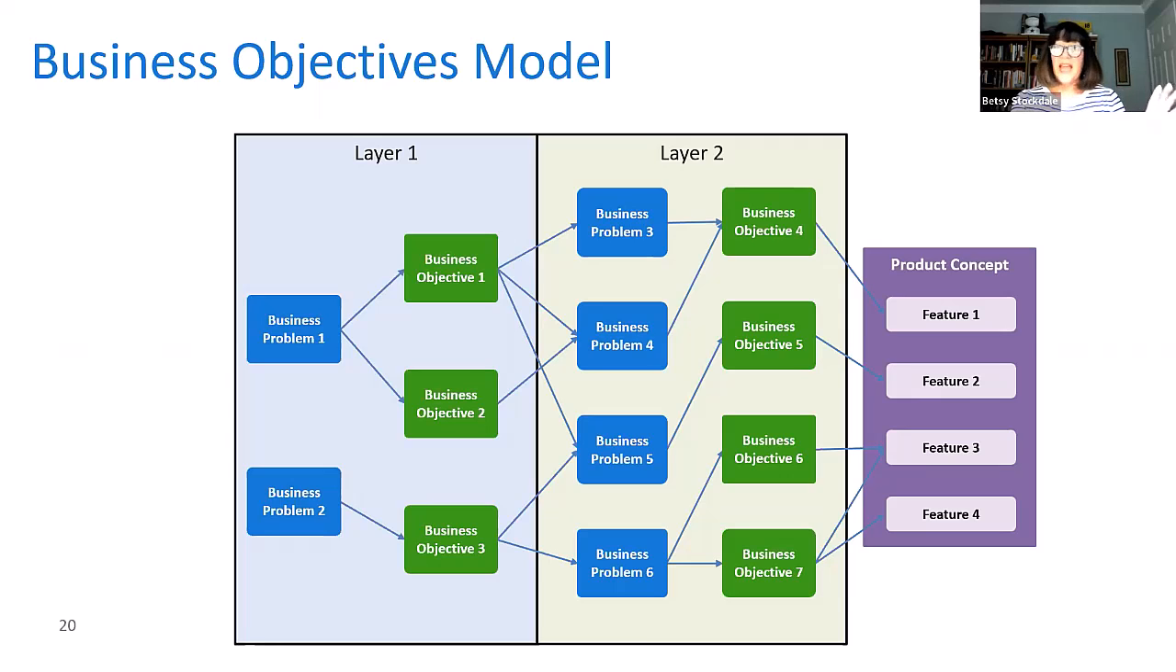And the reason why we have these layers is that our universe is rarely as simple as I have a problem, I have an objective, and ta-da, I have a product concept and all of these features that are going to go in here. Usually our lives are a little more complicated, where I've got a problem and I have an objective, but then I've got other problems that are preventing me from achieving that objective.